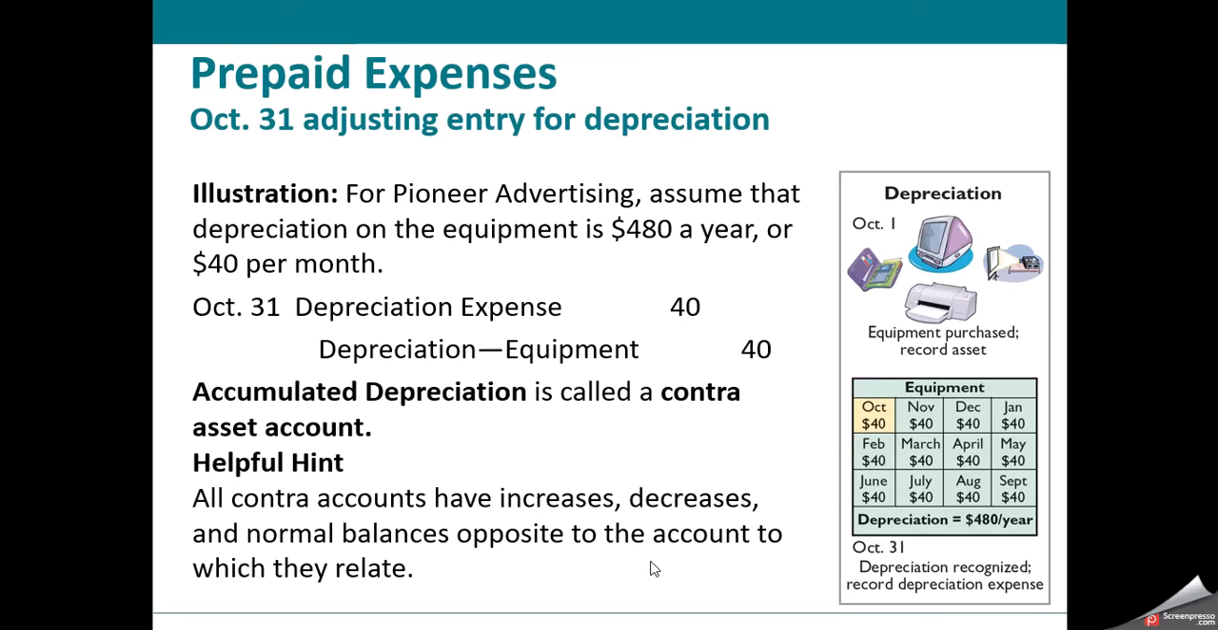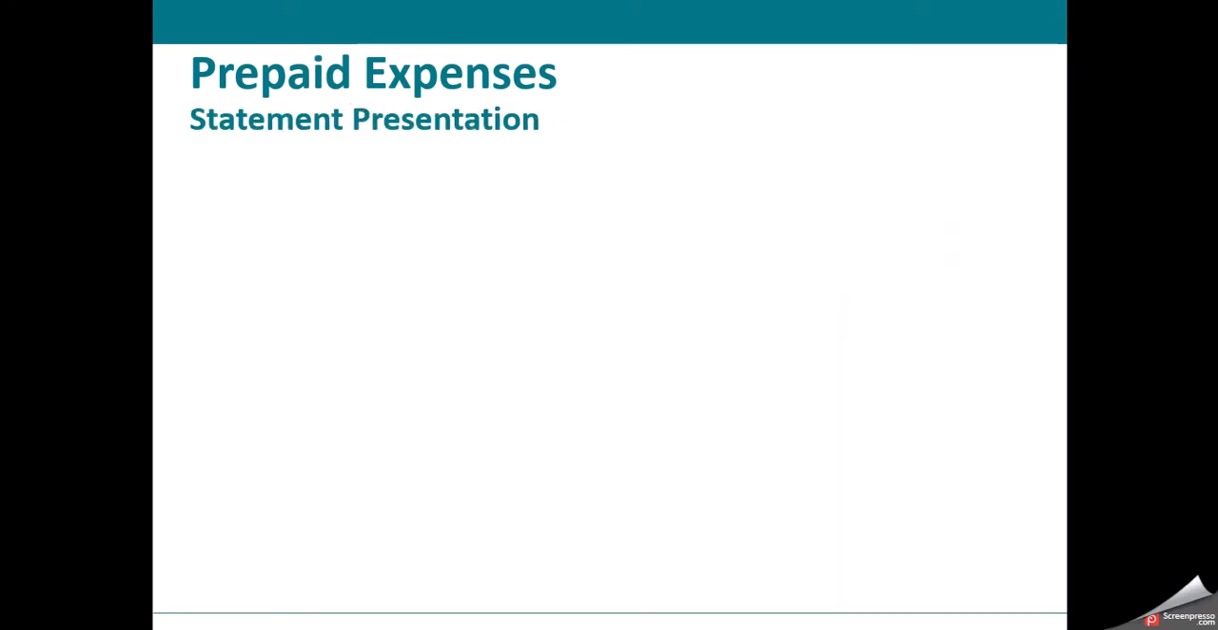And when we look at our balance sheet, we'll always have our equipment at the cost that we paid, and then right below it, we'll have this accumulated depreciation, dash equipment. And that's effectively reducing that value over time.